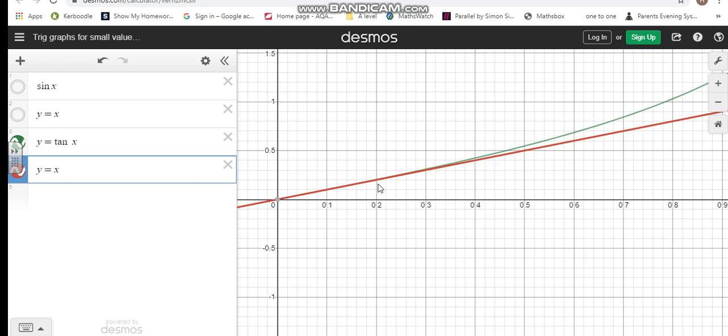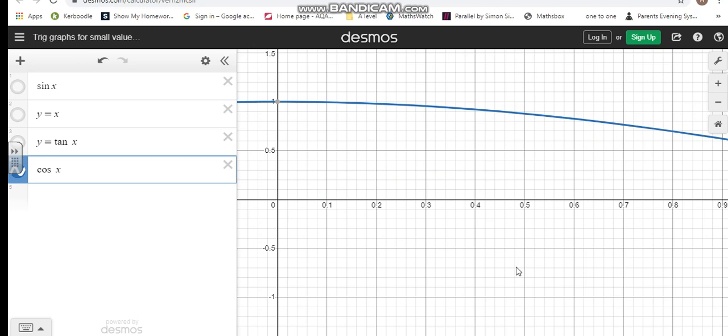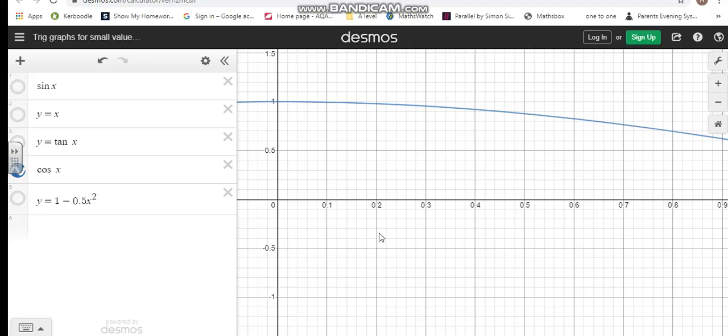So the one we haven't looked at is cos x. If we look at the y equals cos x graph, and I put y equals x on again, it's quite obvious that that's not a good approximation for y equals cos x. So we need to be thinking of something that looks like this shape here.